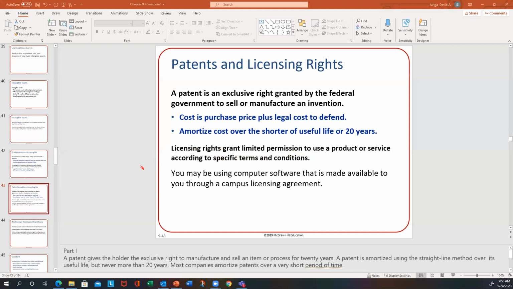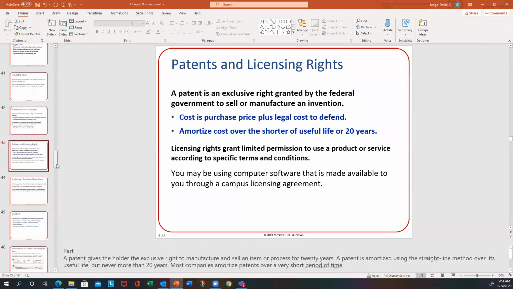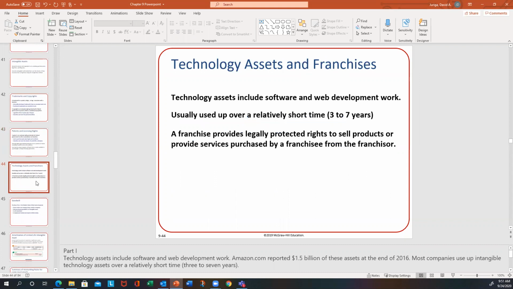All right. So we've got our intangibles. And then I think, is there one more we want to talk about? You could have technology assets like software as well. And of course, franchises. We won't deal specifically too much with franchises; you'll get more of that in some of your upper level accounting classes. But typically, usually it's a shorter time period, usually 3 to 7 years. A franchise provides legally protected rights to sell products or provide services purchased by a franchisee from a franchisor. Okay. So you can read about that.